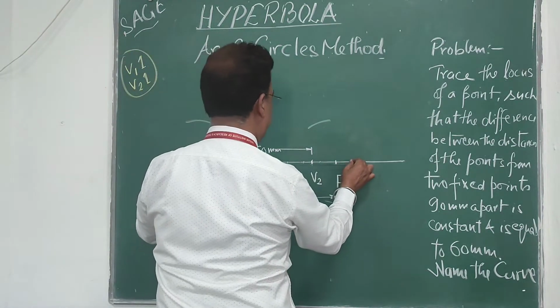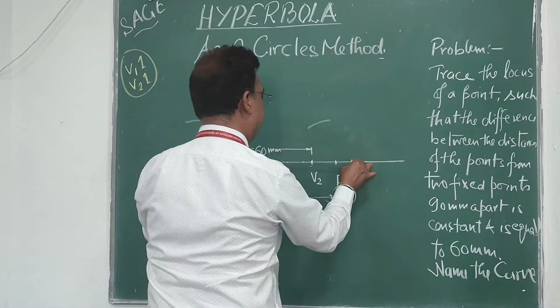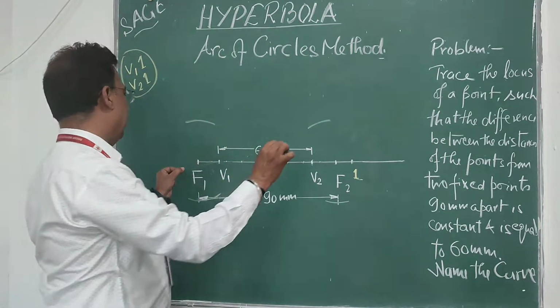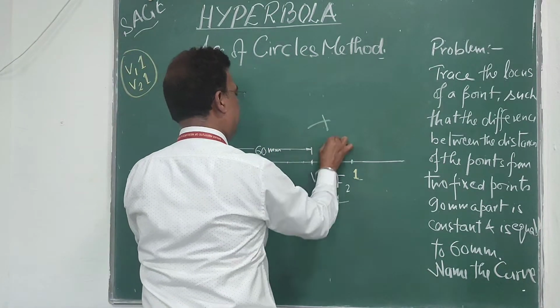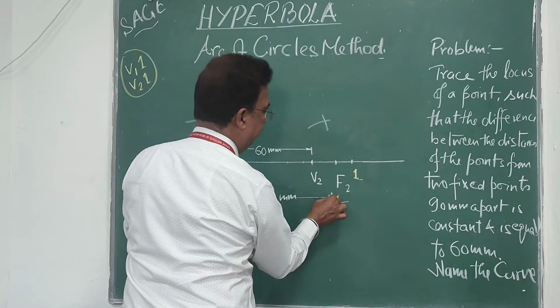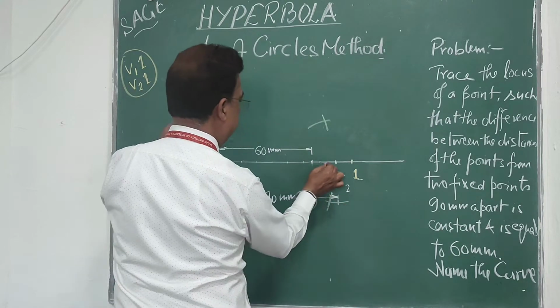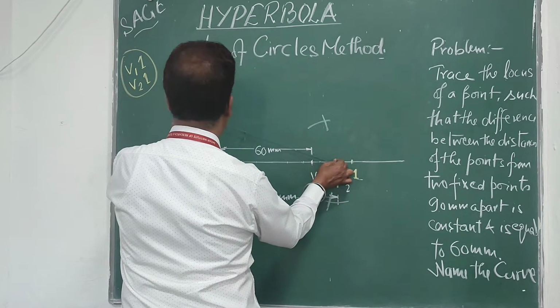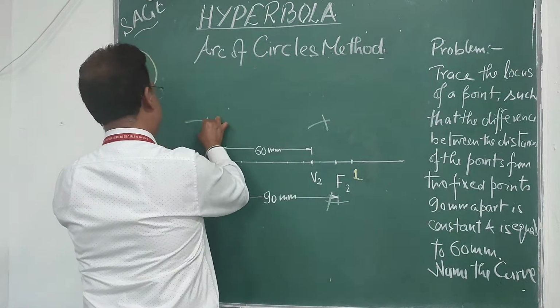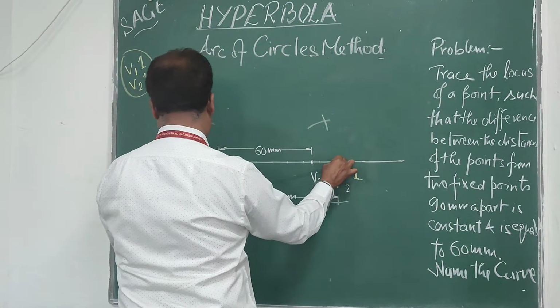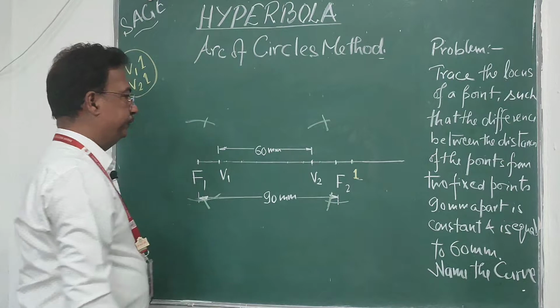Next I am going to pick this distance, V1 1. Again the center will be F1. With the help of F1 I will cut this arc on the right side, then with F2 as center and the same radius, with the same method, I will cut arcs on this side.